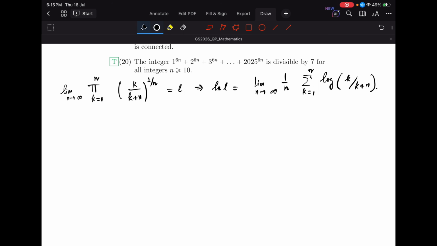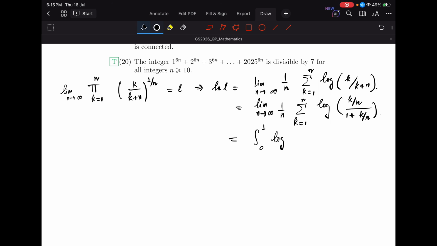Okay, so which is nothing but the limit n tends to infinity of 1 by n summation k from 1 to n of log of k by n divided by 1 plus k by n. Okay, so which is the integral from 0 to 1 of log of x by 1 plus x, right? Just Riemann integration. So this is the integration from 0 to 1 of log x minus log of 1 plus x dx.